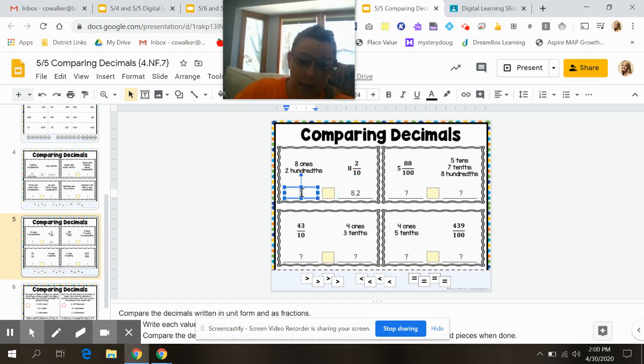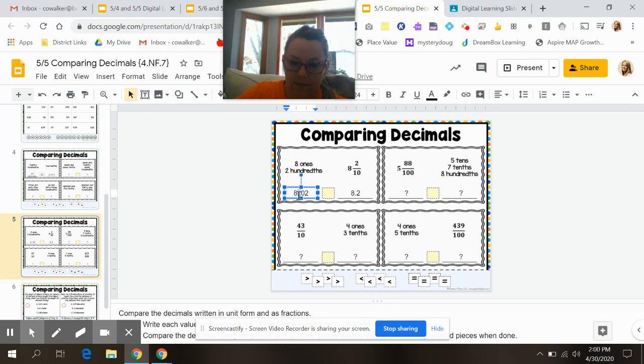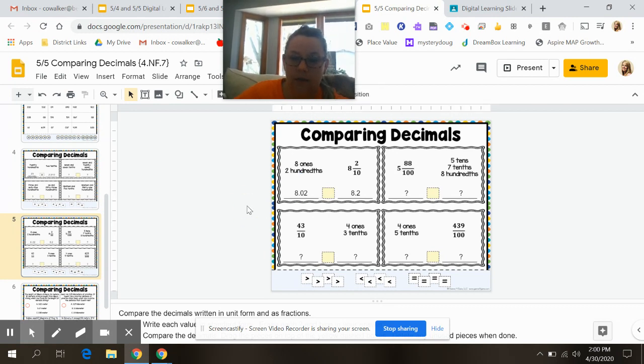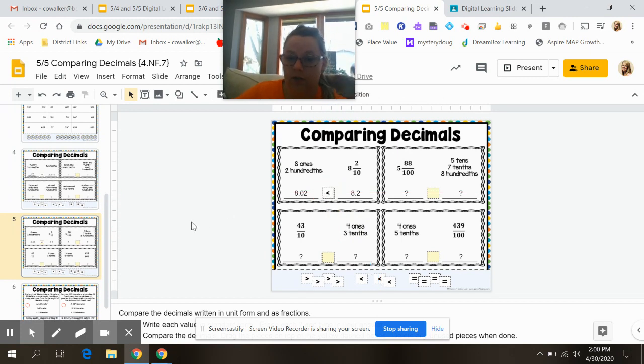And then this one says 8 ones and 2 hundredths. So I have 8 ones, so that's a whole number. Ones are a whole number, and we all know that, so I'm going to do 8 whole numbers. But that says 2 hundredths. So what place value would that be in? Would it be in the first place value after the decimal, or the second? It would be in the second. So then it would look like this. Well, you wouldn't put 2 decimals. I just accidentally did that. And now which one's larger? The 2 tenths, because it would be equivalent to 20 hundredths versus the 2 hundredths on the left side.